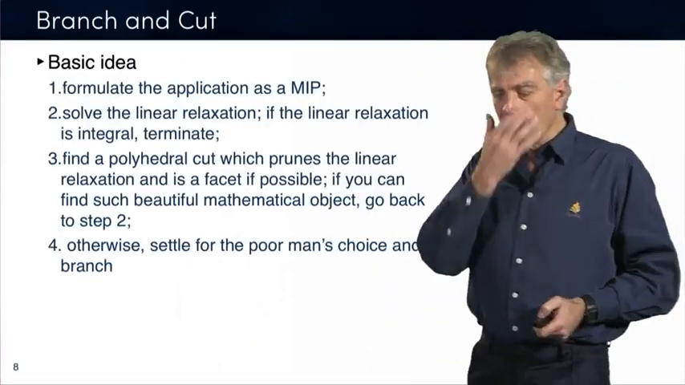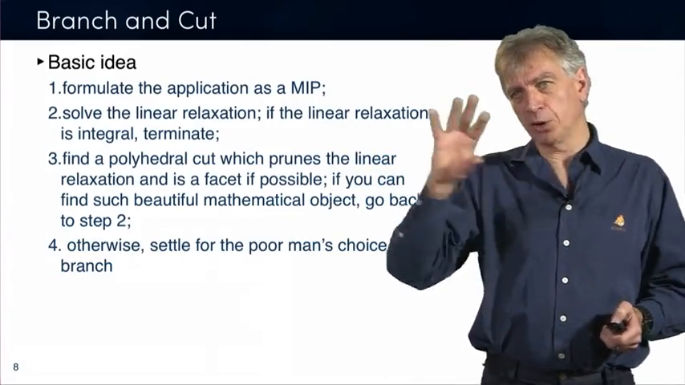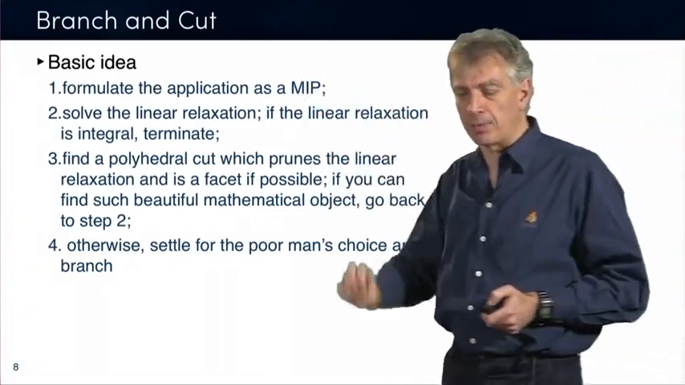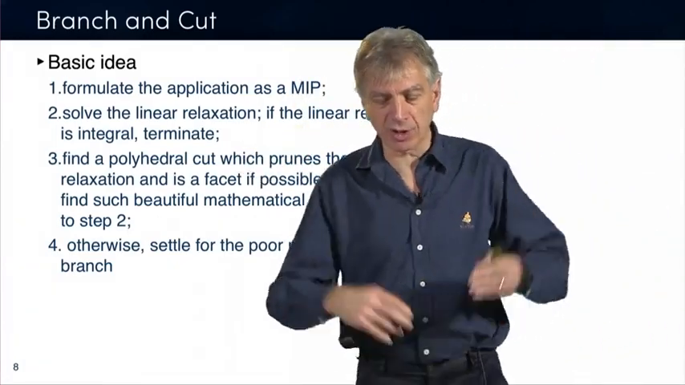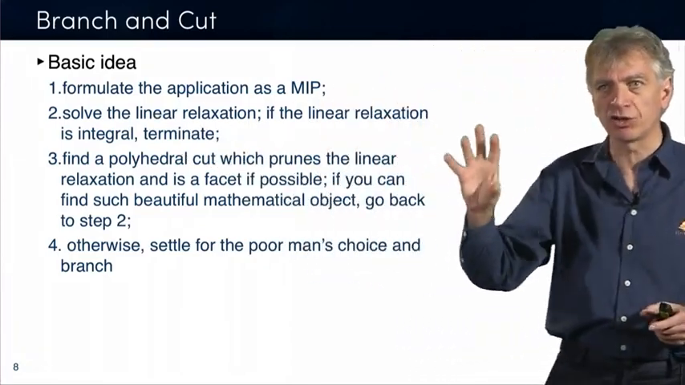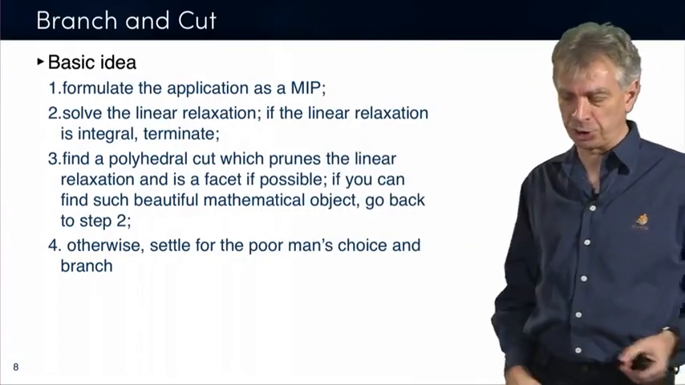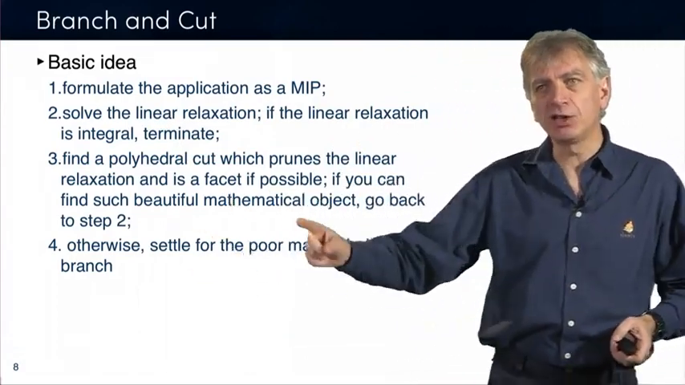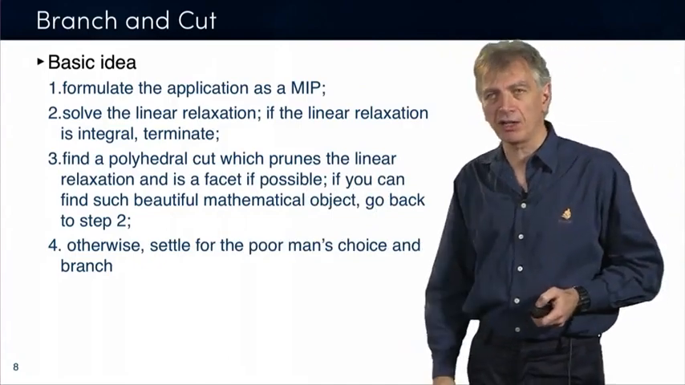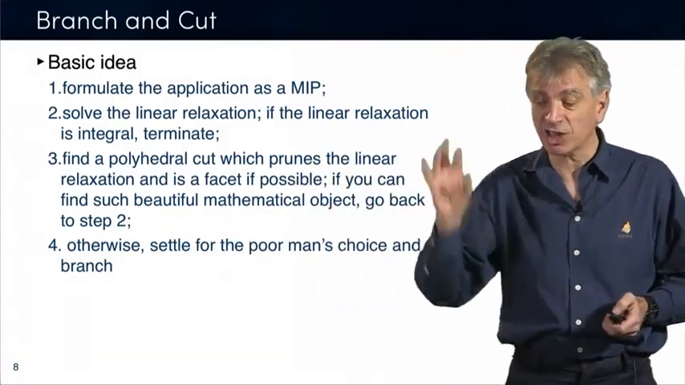Now this is the idea of branch and cut. Branch and cut consists of modeling first the problem as a MIP. Now you have a MIP, so you can use the linear relaxation. If the linear relaxation in step 2 is giving you an integral solution, the solution is integer, you are done. Finished, you have an optimal solution. Otherwise, what you do is you find a polyhedral cut which cuts the optimal solution to the linear relaxation. That's the key step.